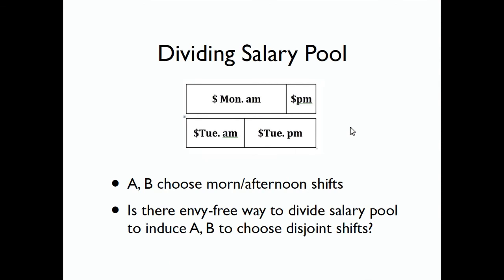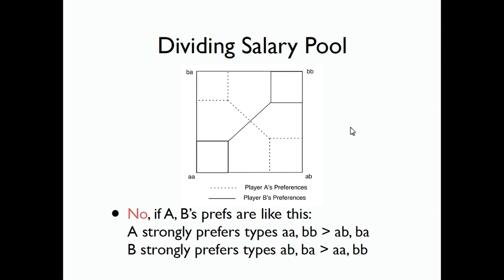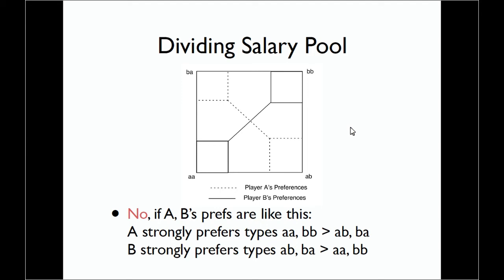And in fact, if you think about this in terms of dividing salary pools among different shifts, it's a practical problem. And it's unsolvable, actually, even with reasonable assumptions, which is you wouldn't work for nothing. The problem is you might have the first player that strongly prefers the same shift, like morning-morning or afternoon-afternoon, and a player who strongly prefers different shifts. And the preference sets, if you look at what's going on with the players, might be strongly prefers same, strongly prefers different. There may be no way to resolve this with division of the cake into two pieces.